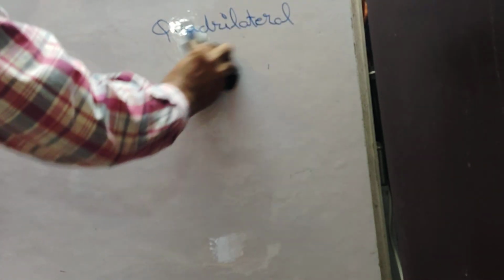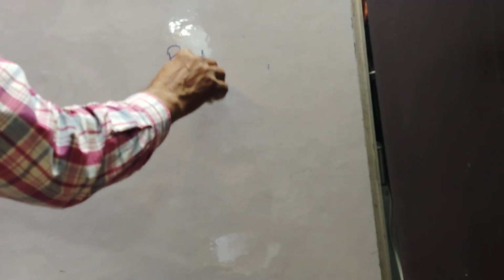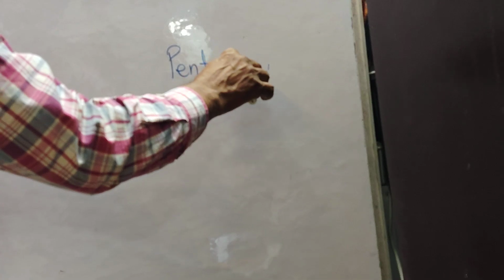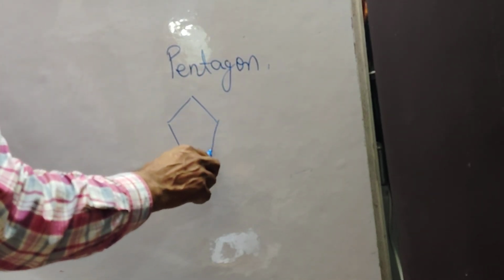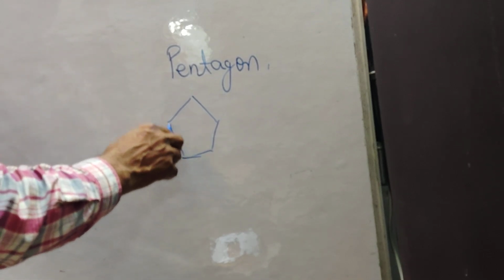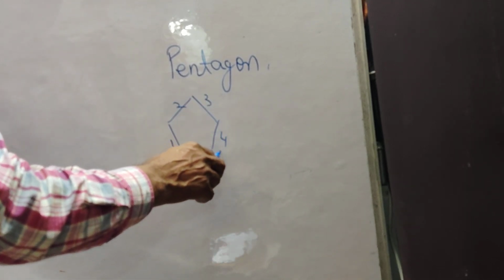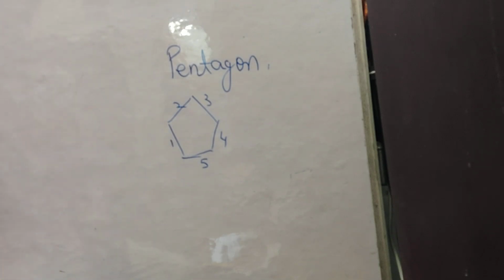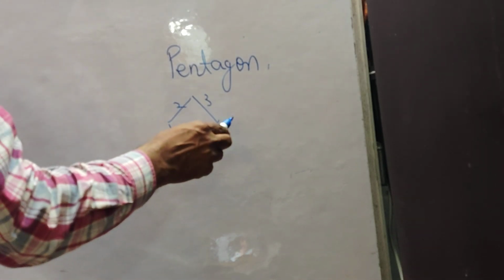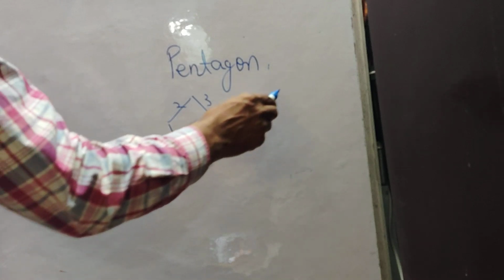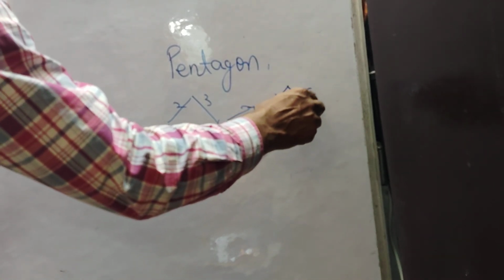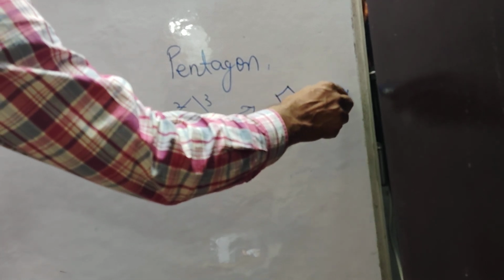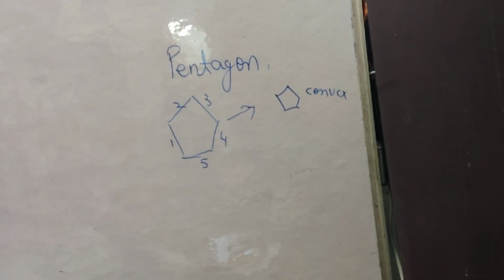Next is the five-sided figure, that is called pentagon. Pentagon has five sides. Look, there are five sides: side number 1, side number 2, 3, 4, 5. Pentagon has two types. This one is called convex pentagon, convex because all its diagonals lie inside the figure.